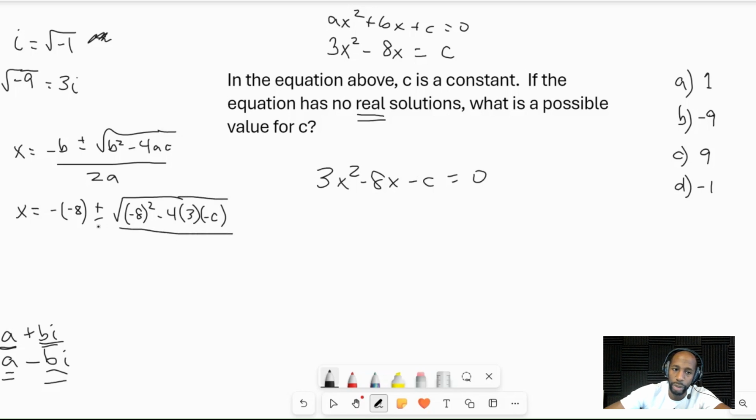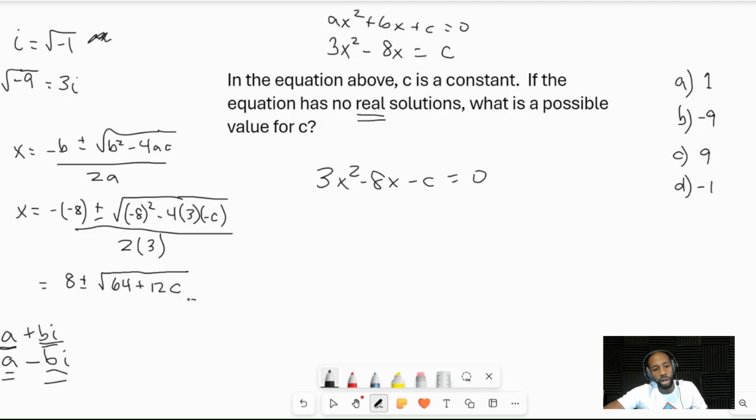All over 2a. Let's clean this up a little bit. x is going to be equal to 8 plus or minus the square root of 64, and then two negatives make a positive, so plus 12c, all over 6. We could simplify, but I'm not going to worry about that because I don't want to be confusing. But now is the time to look at your answer choices.